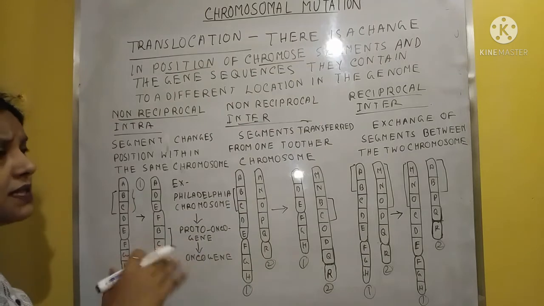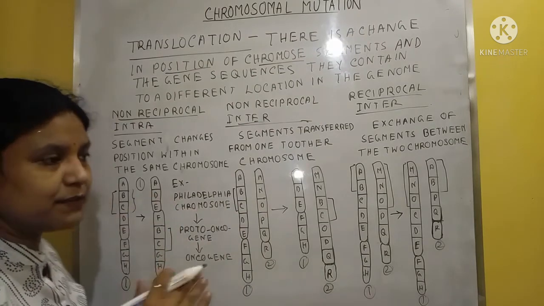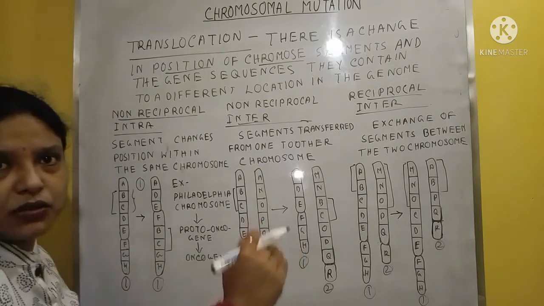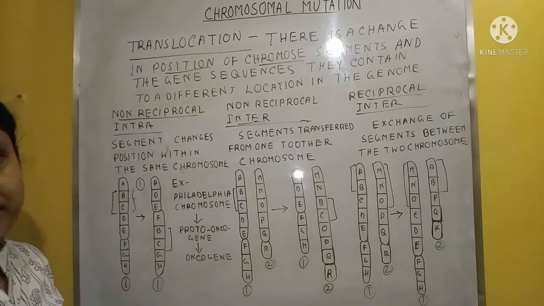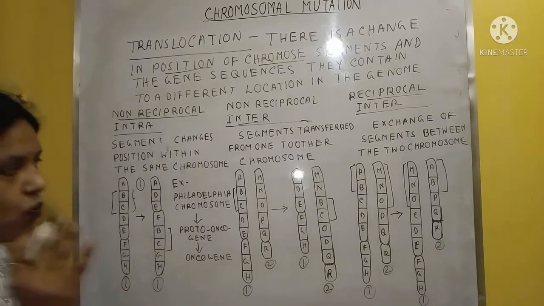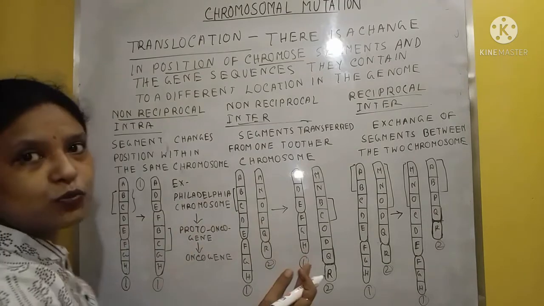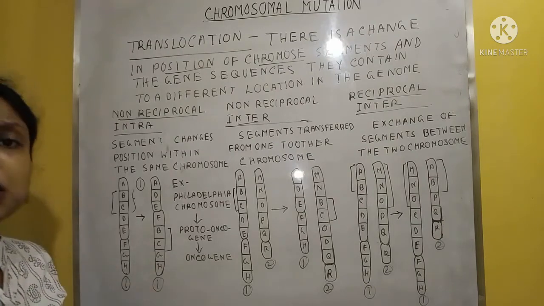That means the change is not bidirectional. The change is possible in one direction, or only one chromosome exchanges its segments. This is clearly said that one chromosome only exchanges its segments with the other chromosome, but the other chromosome tries to remain the same.